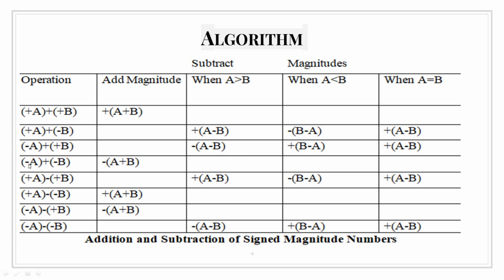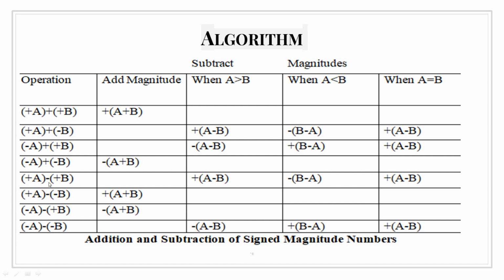The fourth operation is minus A plus minus B. Here minus into plus is minus, so both the signs are the same. So we have to go for add magnitude. A plus B, that is, A and B are added and we take the common sign, minus, for the result. Next we will see the four subtraction operations.